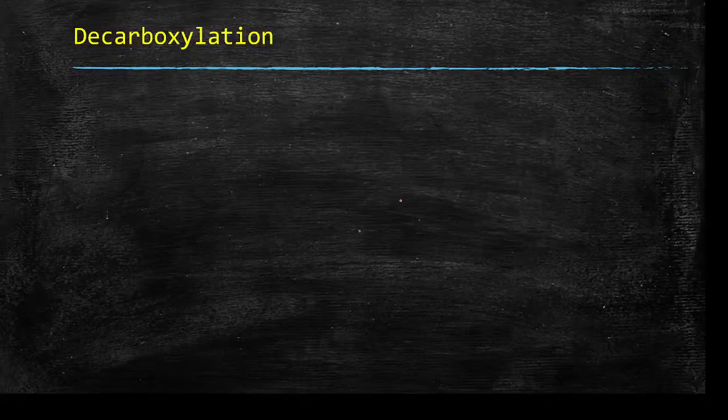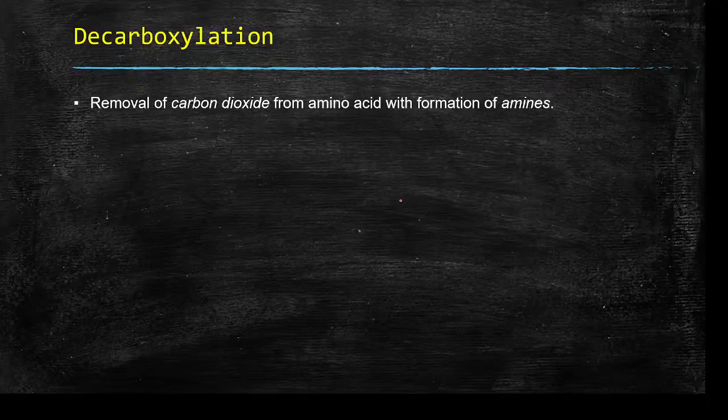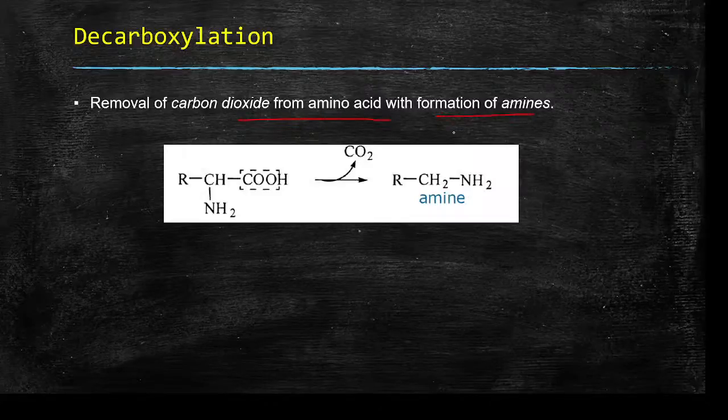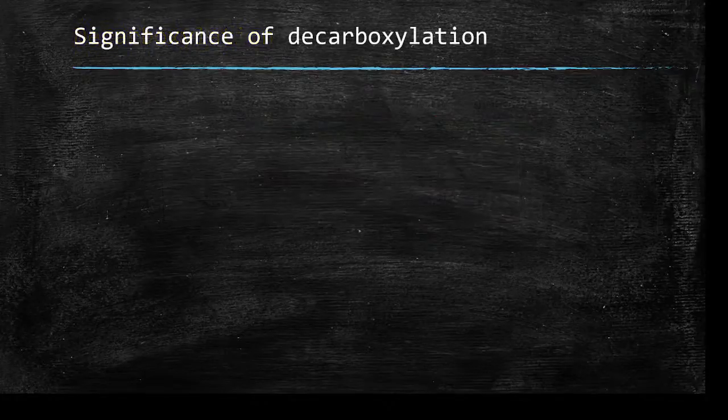Okay, so then finally decarboxylation. Decarboxylation is removal of carbon dioxide from an amino acid with formation of amines. Okay, so here you have the general structure of an amino acid. You are going to remove carbon dioxide. So here a simple amine is formed.